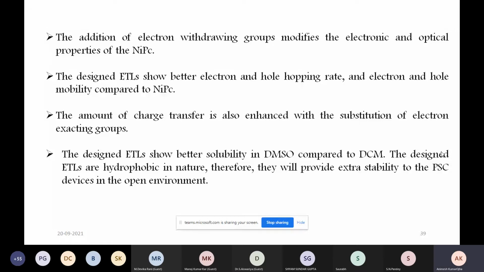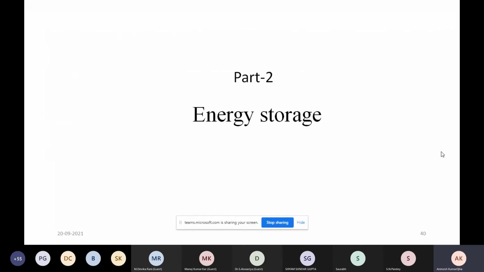Now the second part is the energy storage. I think I have time, and within the time I'm going to close it. So the second part is the energy storage.